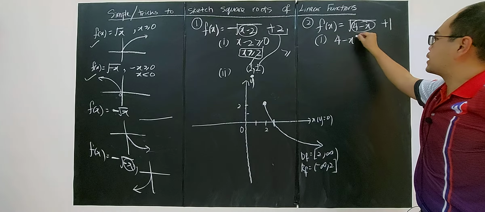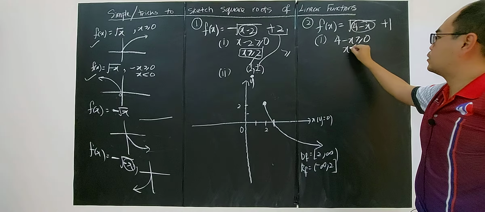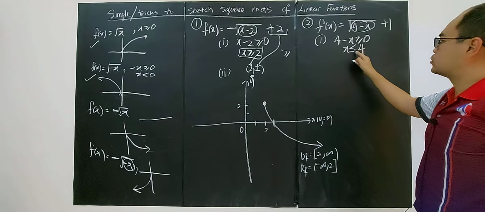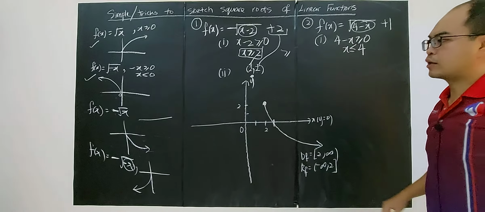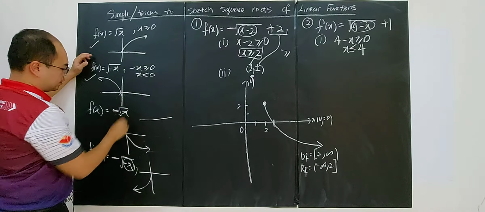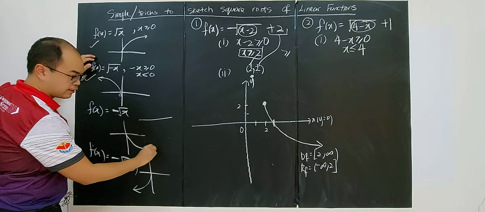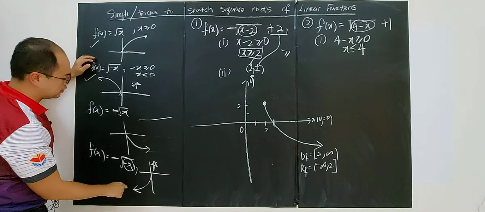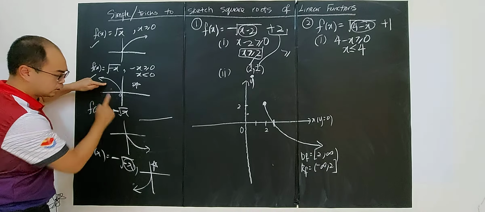The 4 minus x has to be at least 0. So from here you solve the inequality, you will get x at most 4. If you see the arrow is going to the left, right? Which is the graph that goes to the left? This is going to the right, going up to the right, going down to the right. Only these two graphs here will be pointing to the left. So either this or this graph.